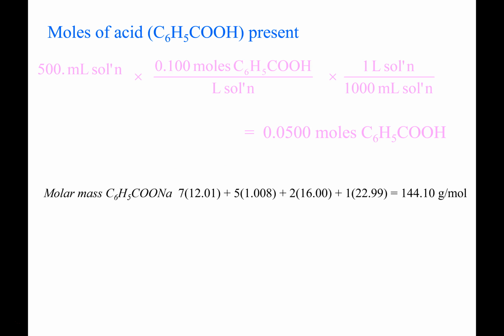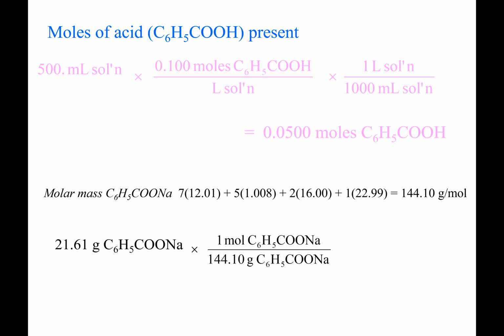So the molar mass of the sodium benzoate is 144.10 grams per mole. The mass was 21.61 grams, and then we use the flipped version of the molar mass, 1 mole over 144.10 grams. Again, I would probably write the species, because that will give us moles of the whole salt, and we just want moles of that polyatomic anion.